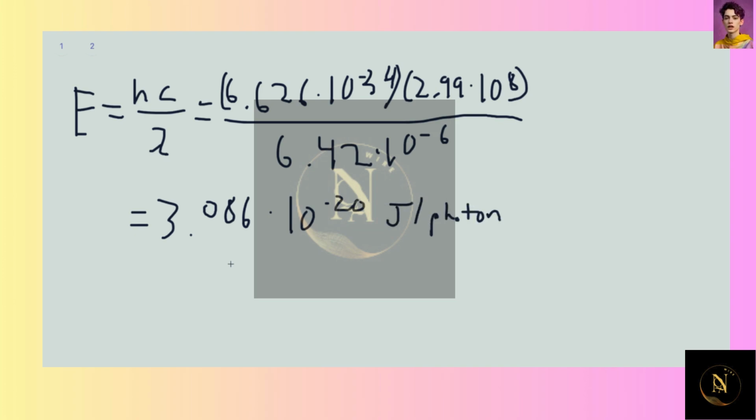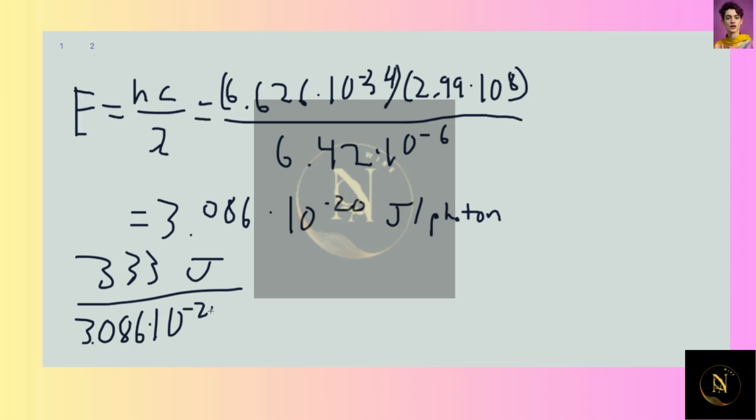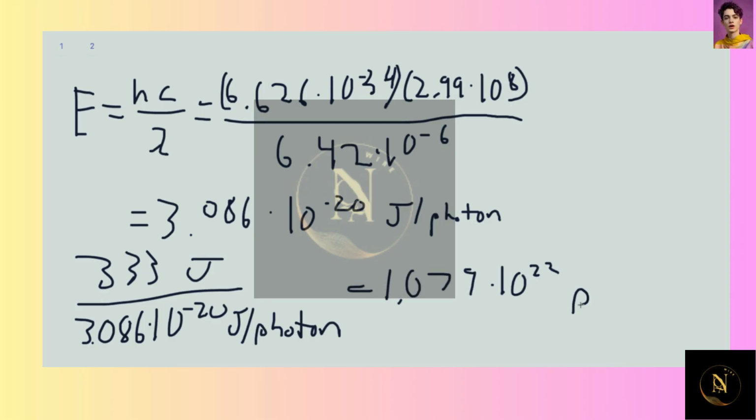So now that we know the total amount of energy required, which is 333 joules, and the amount of energy per photon, 3.86 times 10 to the minus 20th joules per photon, we do this division to find that we need 1.079 times 10 to the 22nd photons. And that is our final answer.